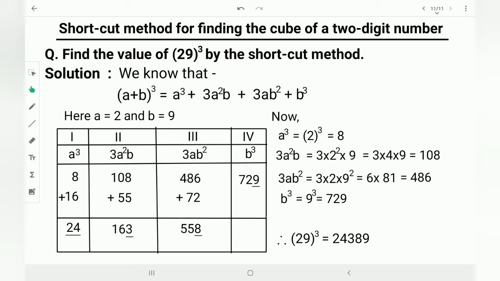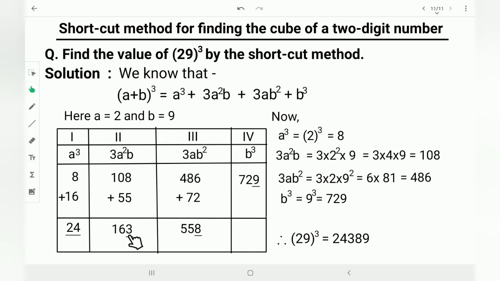Then you have to start calculation from the 4th column and you have to underline the digit at its ones place, and the rest of the digits you have to carry and bring here in the 3rd column and add with the 486. Then you will get 558. Again here you have to underline ones place digit and carry 55 in the 2nd column and add with 108. Then after you will get 163.